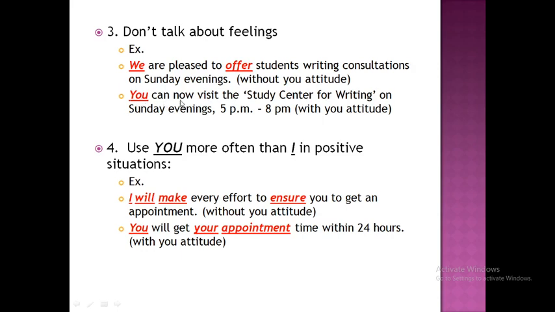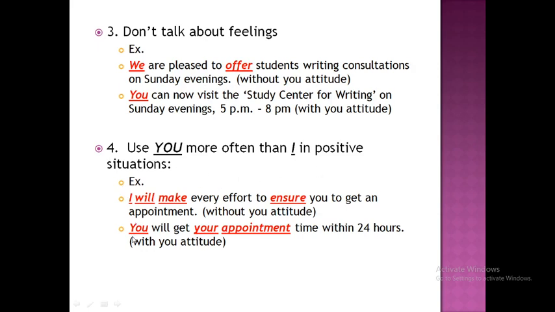"You can visit the Study Center for Writing on Sunday evening, 5 to 8 p.m." This is with you attitude because "you" is highlighted here. Please note, when I say "you" is highlighted or "we" is highlighted, that refers to the value, not to the pronoun. Is that clear? Okay. And the fourth one is, use "you" more than "I" in positive situations.